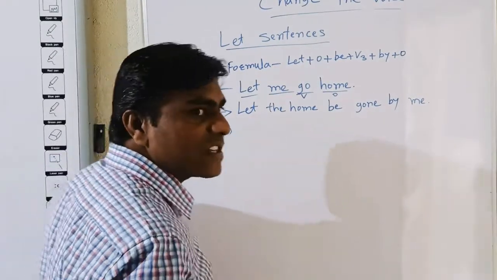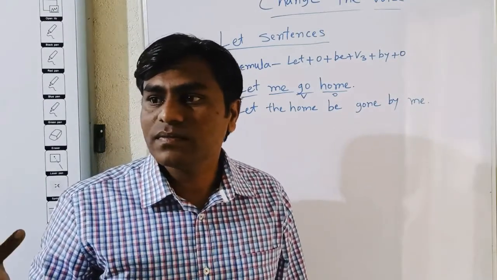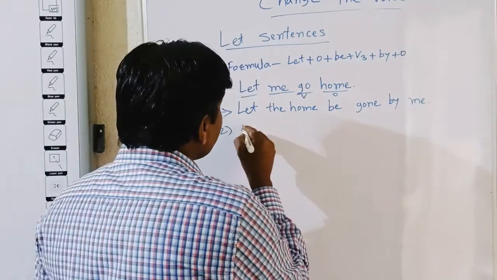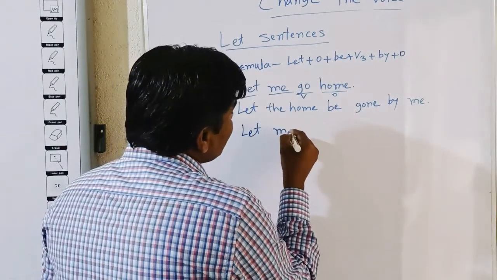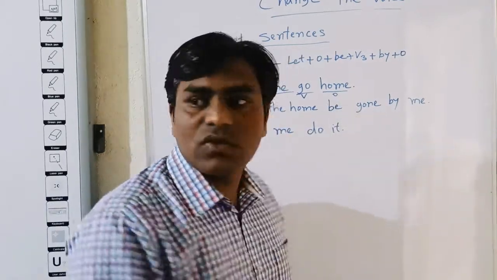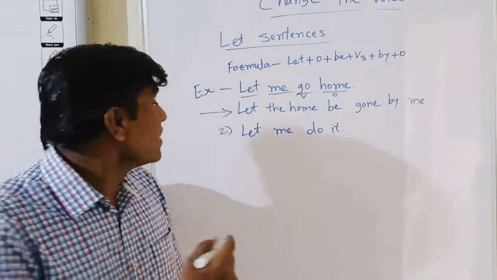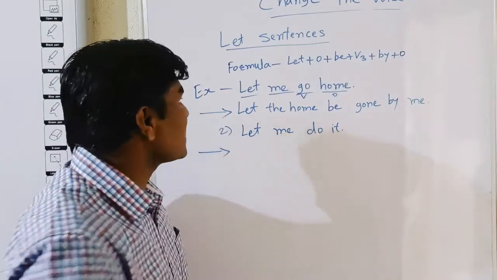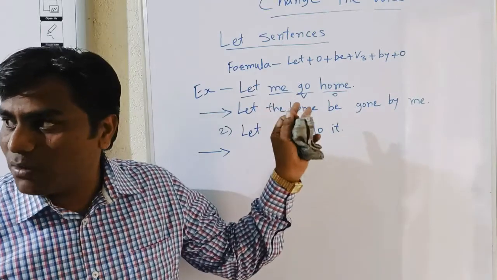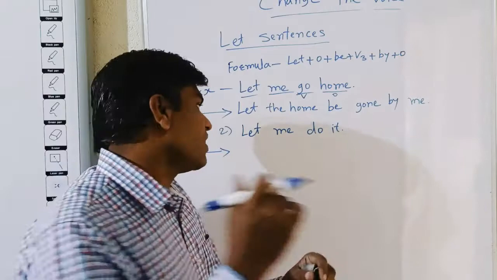Who will tell another sentence from the let? From the girls? Nikita? Let me do it. Let me do it. Okay. Now this is the sentence. Let me do it. When we want to transform this sentence into the passive voice, then also we have to take the formula. We have to use the formula as it is. And how can we change it? Look here.